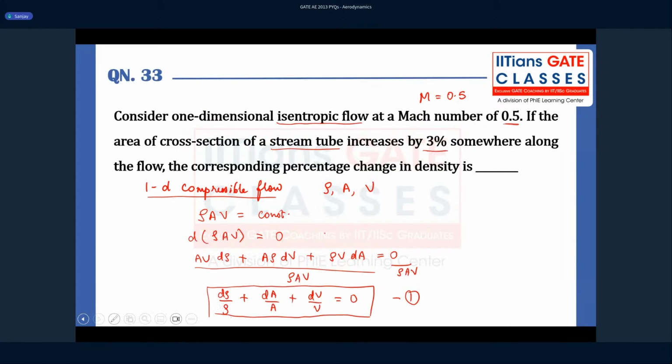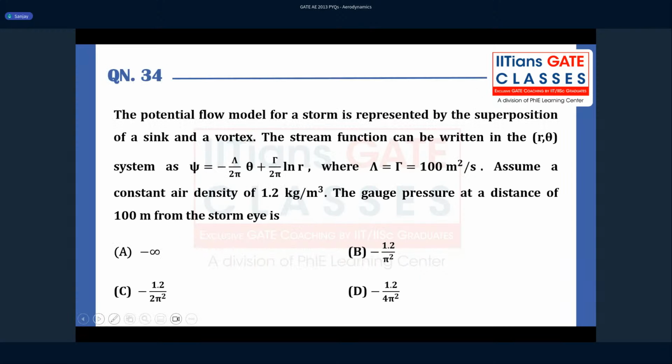So you see this, it was an NAT, so your answer should be 1. They've asked you the percentage change in density. Although this was a question of compressible flows, I hope it was a good revision for you guys. This is fairly straightforward. You just had to apply the continuity equation. Let's now move on and see the next question.